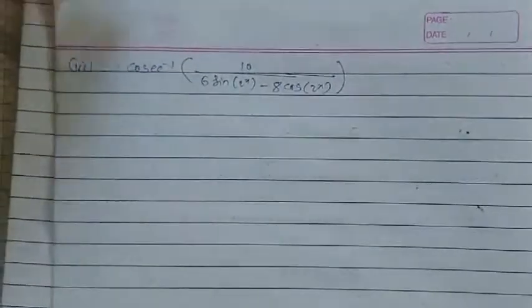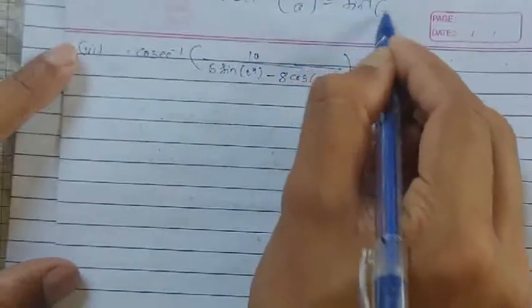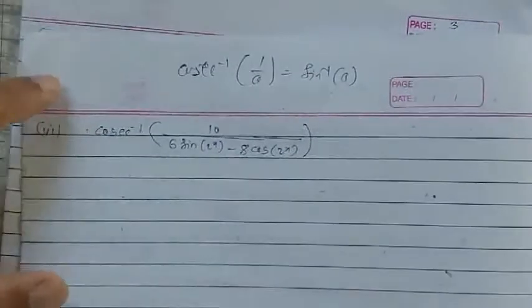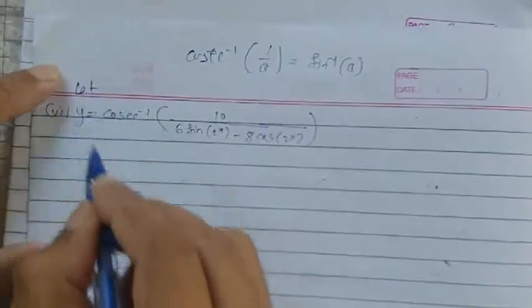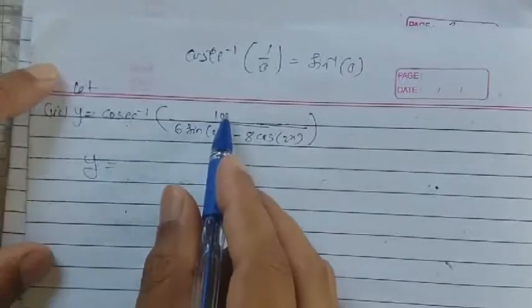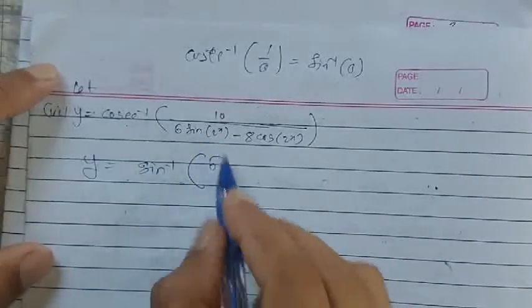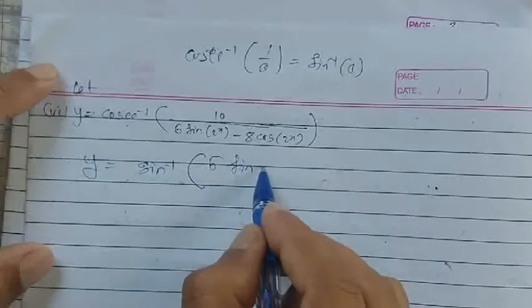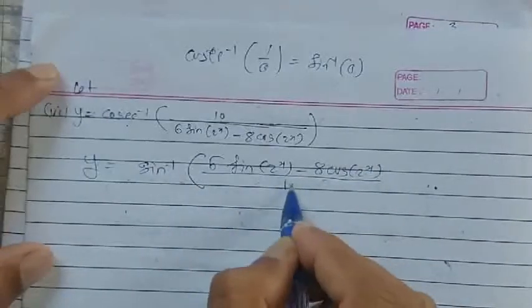Third one, cosec inverse of 10 divided by 6 times sine of 2 raised to x minus 8 times cos of 2 raised to x. Again we know that cosec inverse of 1 upon theta is nothing but sine inverse of theta. So let us assume the given function y is equal to cosec inverse of 1 upon theta, which is nothing but sine inverse of theta. That means the reciprocal of it: 6 times sine of 2 raised to x minus 8 times cos of 2 raised to x, divided by 10.